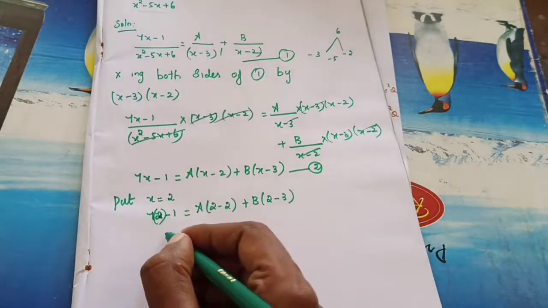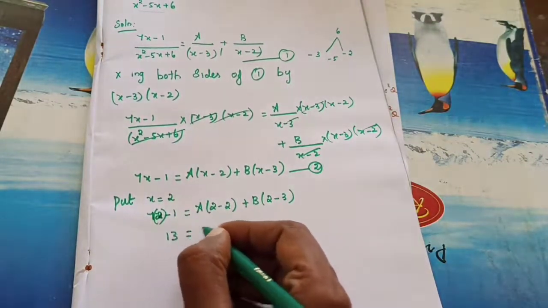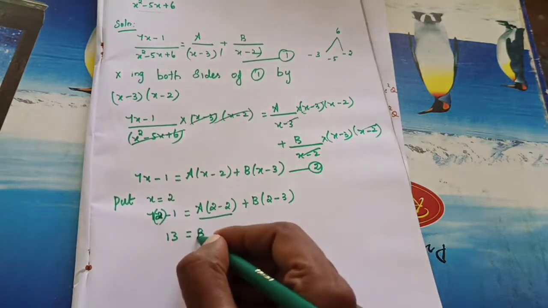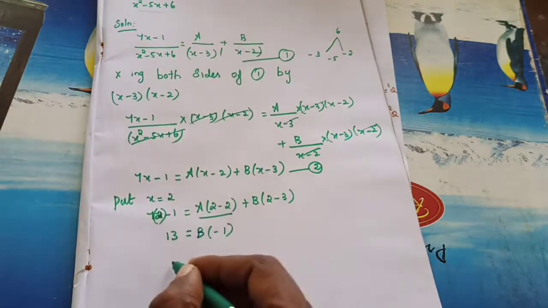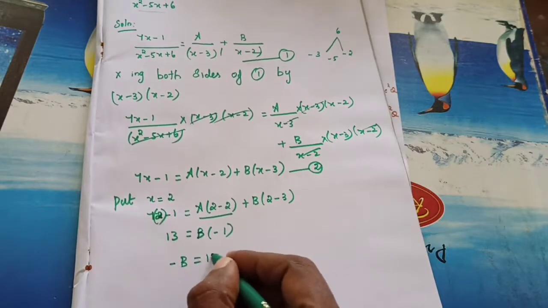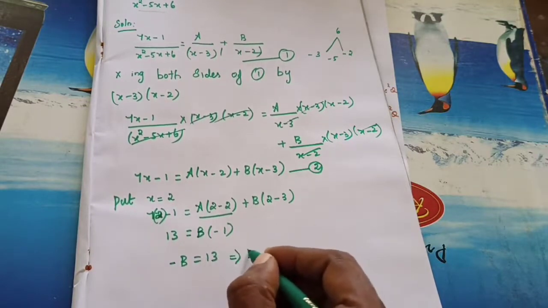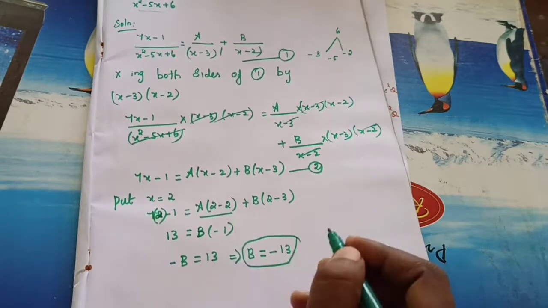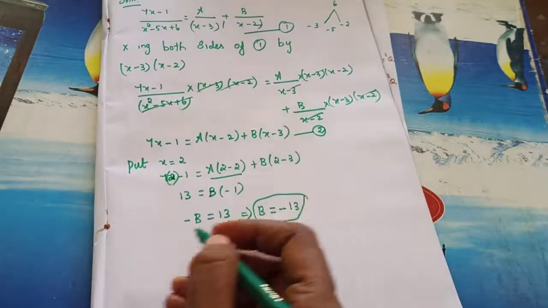So there also, okay, 7 into 2. 7 into 2 is 14. 14 minus 1 is 13. a into 0, is it right? Then plus b into minus 1. So how much do we get? Minus b is equal to 13, which implies b is equal to minus 13. Understand? Then next what will you do?